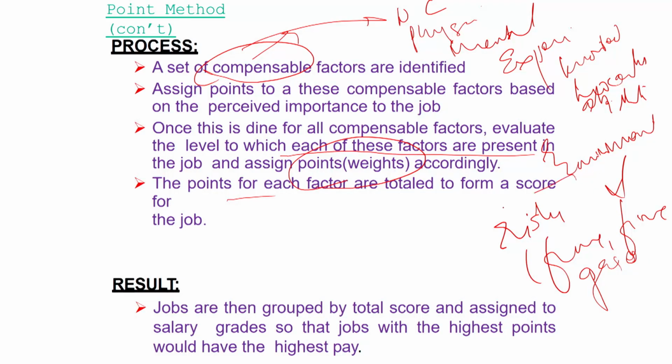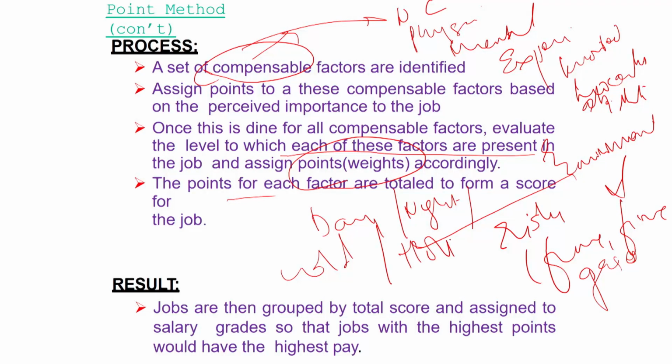As far as the environment is concerned, it could be day, it could be night. Maybe the person has to work in a very cold area, maybe in very hot areas, and so on and so forth. So I am sure that you now understand the meaning of compensable factors, and the weights are the points that are attached to them. Then the jobs are grouped by the total score and assigned to the salary grade, so that the jobs with the highest points would have the highest pay.